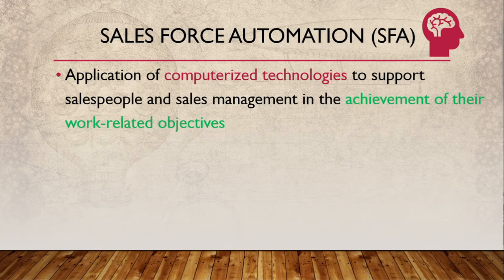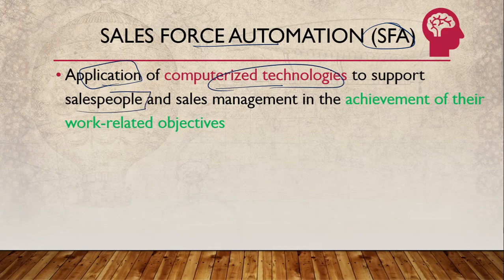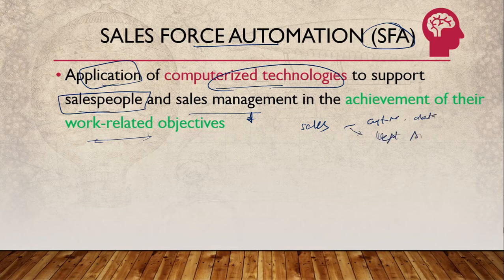The definition of Salesforce automation, which in short stands for SFA, is the application of computerized technologies to support the salespeople and the sales management team in the achievement of their work related objectives. What are the things needed for a sales team? They need to know who the customers are. They need to have the data of their customers, and they need to keep track of their sales, how many products they have sold, and all the activities revolving around sales. They need to manage all these things. With the application of technology, we can do all these things.